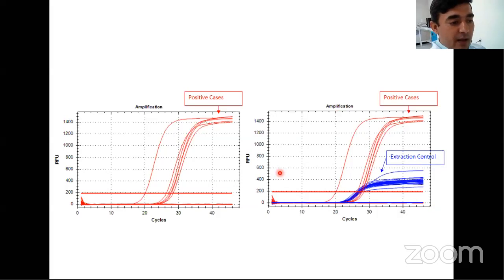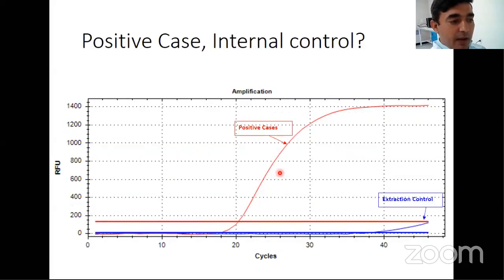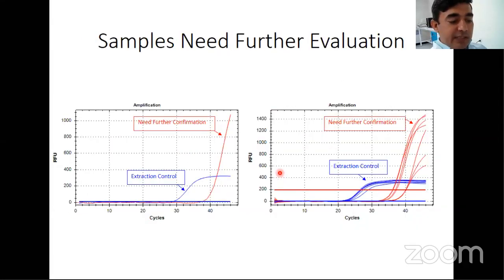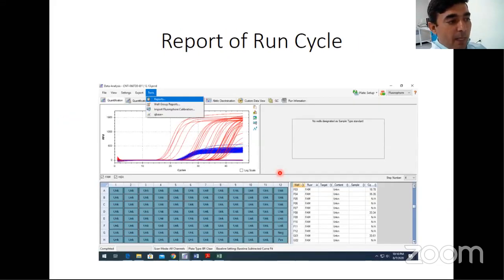While here, again, for these samples, I tell you that this type of sample needs further confirmation. Going on to the next topic, which is reporting a PCR cycle, that is, how the PCR cycle is basically reported.